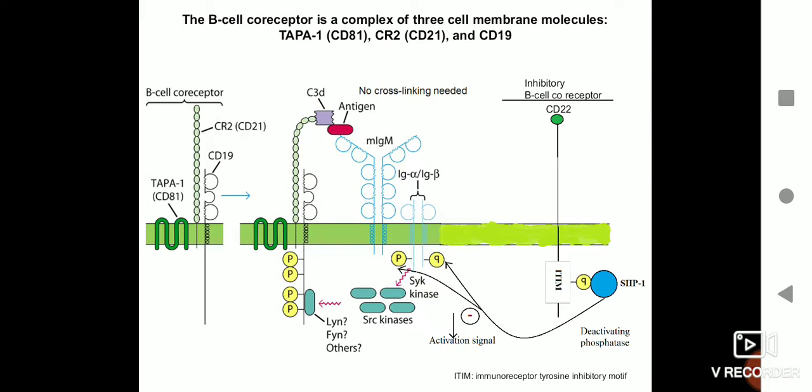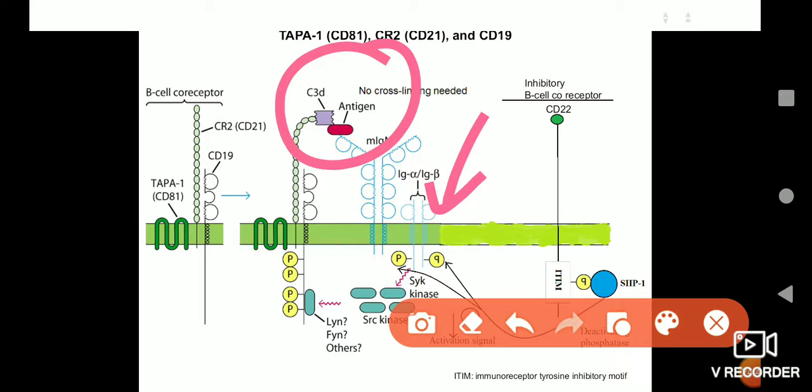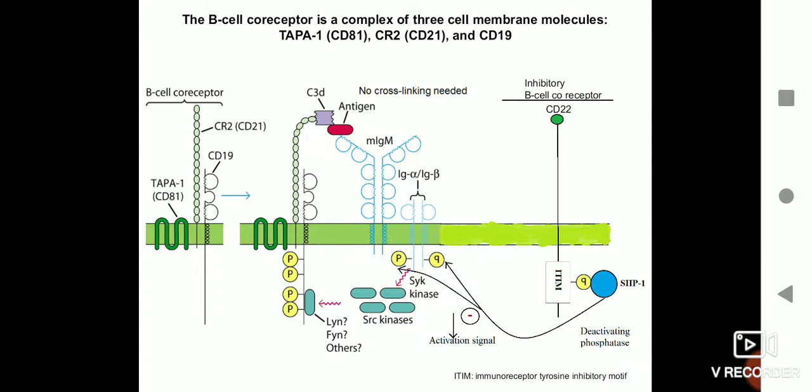And this complete binding, what you are seeing here, leads to an increase in the activation signal of B cells by around 100 to 1000 fold. Right? This is how a B cell co-receptor helps in activation of B cells at a much higher rate.